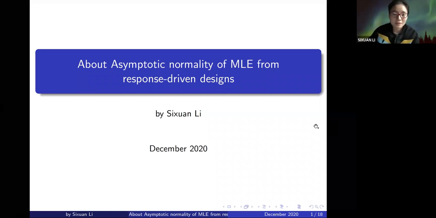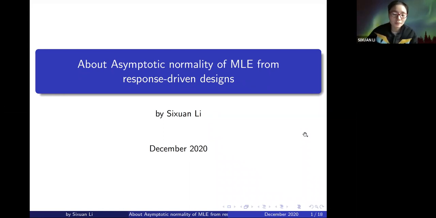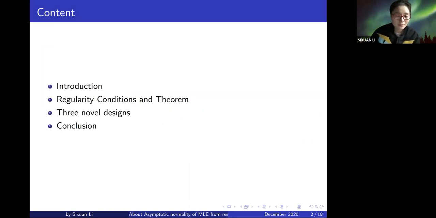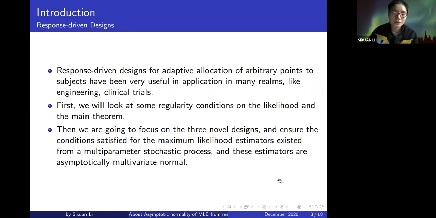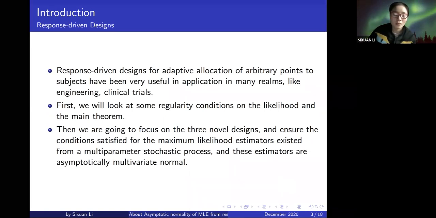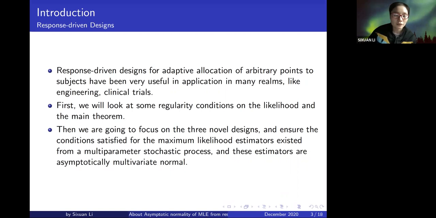Hi everyone. I want to talk about the asymptotic normality of the MLE from multi-parameter response-driven designs. Next, please. Response-driven designs, which adaptively assign treatments to subjects, are very practical in many domains. First, we're going to look at some regularity conditions on the likelihood. Then, based on that, we're going to look at the main theorem. After that, we're going to focus on three novel designs, and we want to make sure the conditions are satisfied so that the MLE exists from the stochastic process, and that the MLEs are asymptotically multivariate normal.